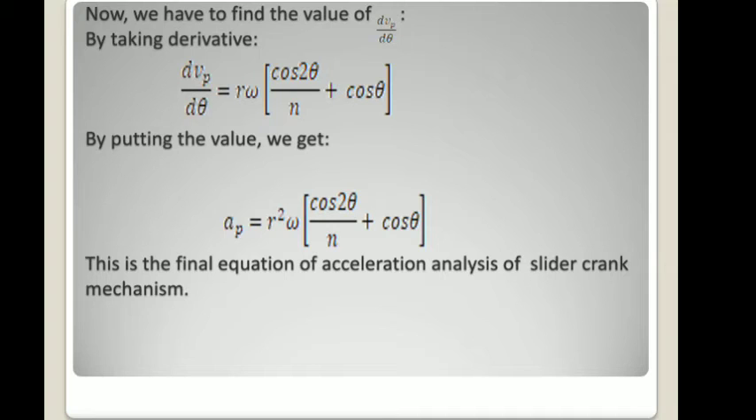From this equation, it is clear that when omega is 0, linear acceleration is also 0. Since the acceleration is a function of cosine, when the crank reaches an angle of 90 degrees, acceleration becomes the minimum, and when it is at 0, acceleration becomes the maximum.